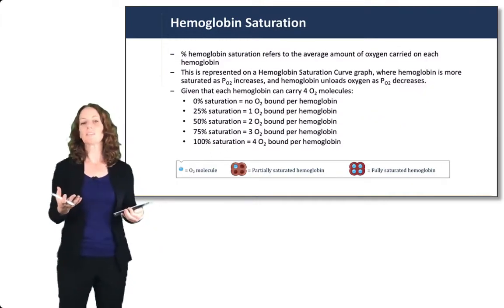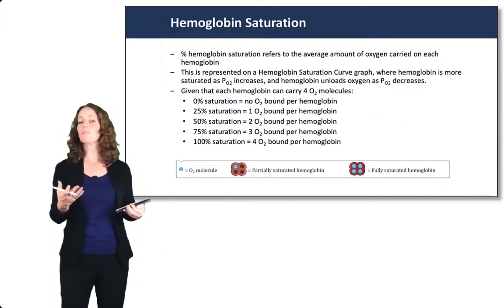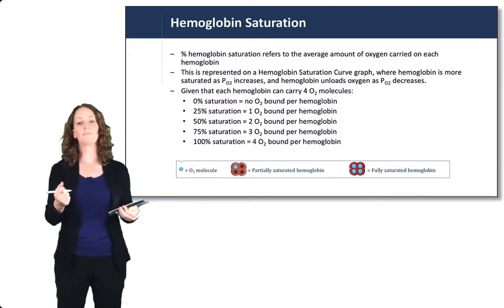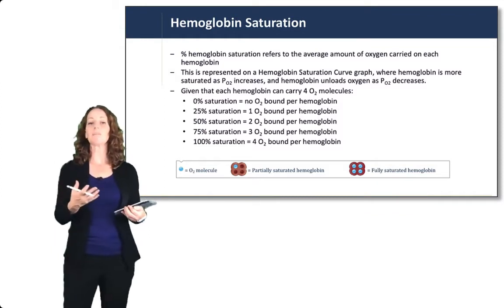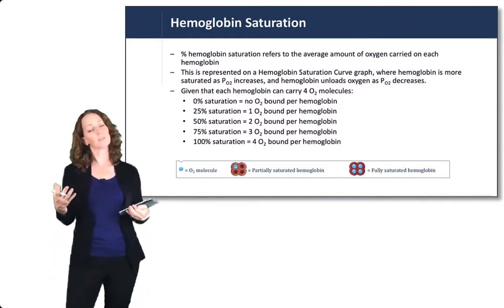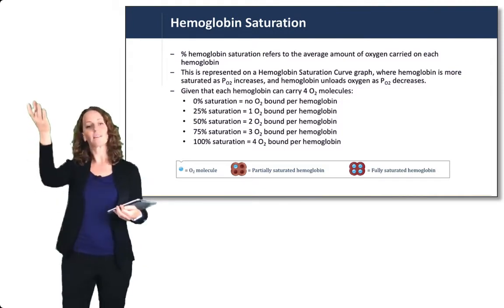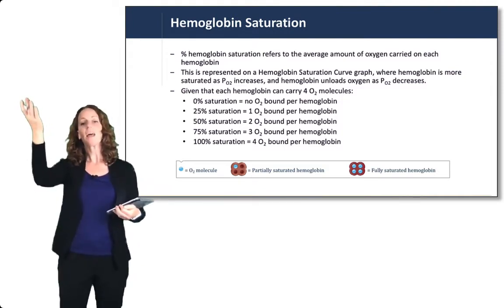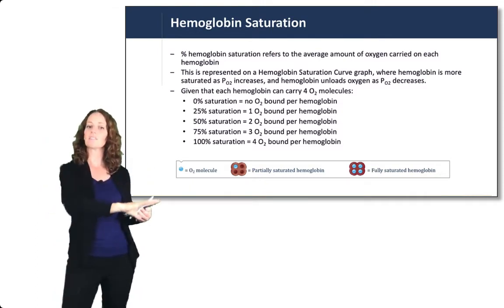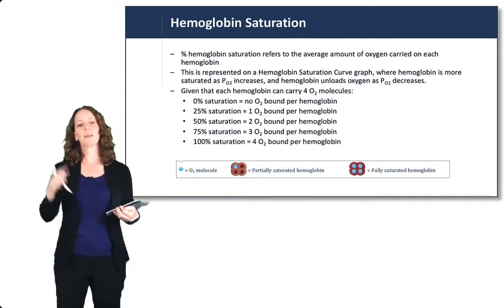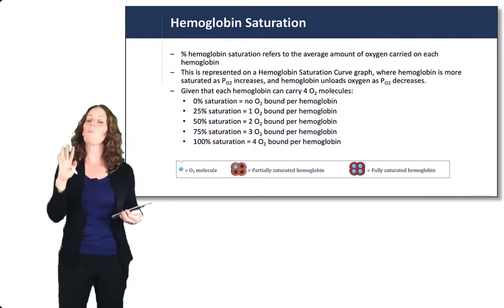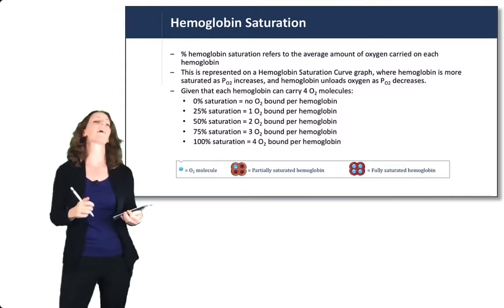So hemoglobin saturation refers to the amount of oxygen that is being carried on each hemoglobin. This is represented on a hemoglobin saturation curve, where hemoglobin is more saturated as the partial pressure of oxygen increases, and unloaded or less saturated as the partial pressure of oxygen decreases. I want you to be able to picture this saturation. So let's think about what these percentages will look like.